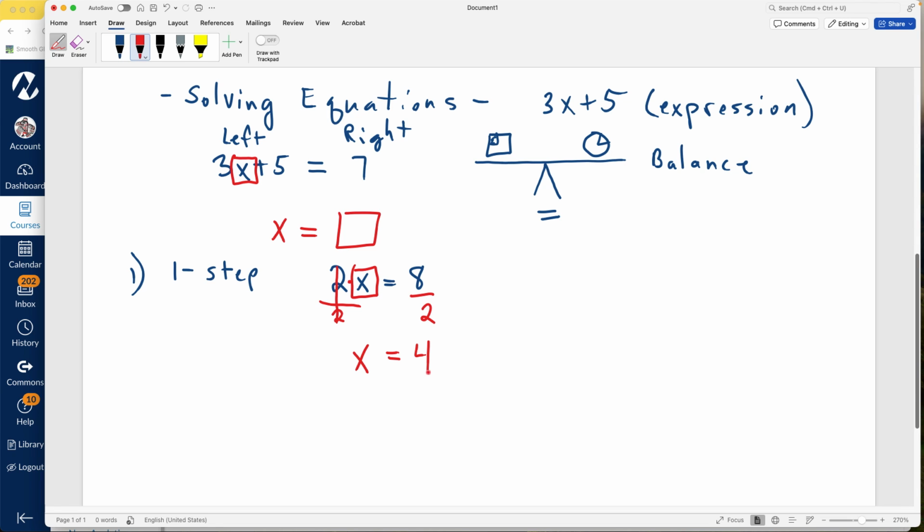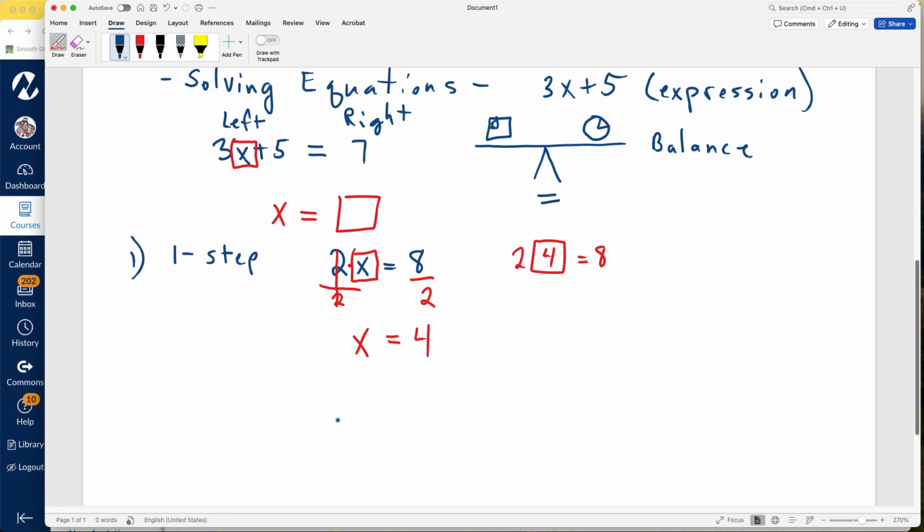And we could go back and check. If I put the 4 in the place of the x, 2 times 4, does that equal 8? Well, yes, it does. That's the nice thing about this. Once we solve it, we can always go back to the original, plug it in, and check our answer. And then we know we're right. That's a one-step. Let's see if I had this as an example.